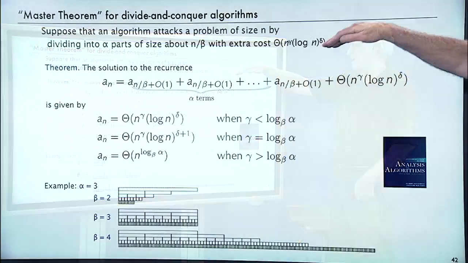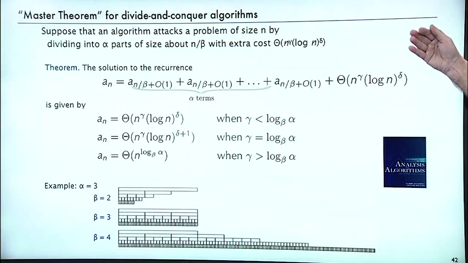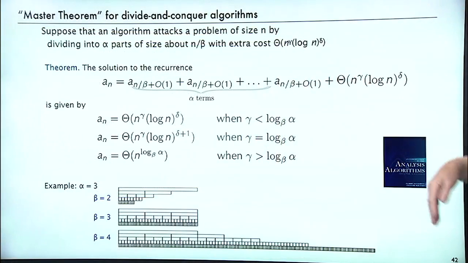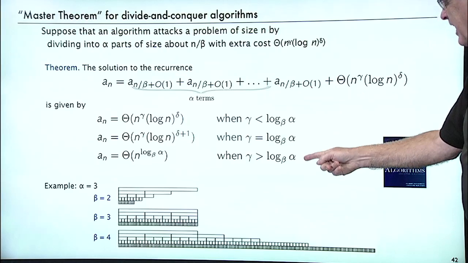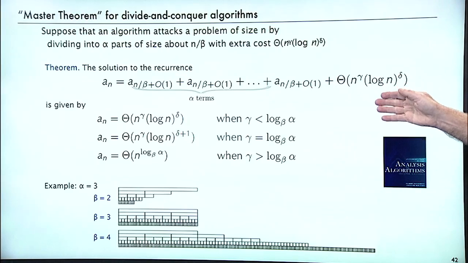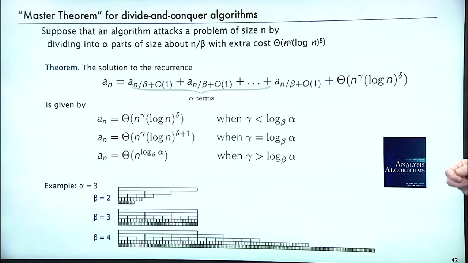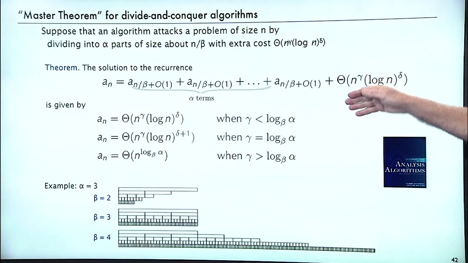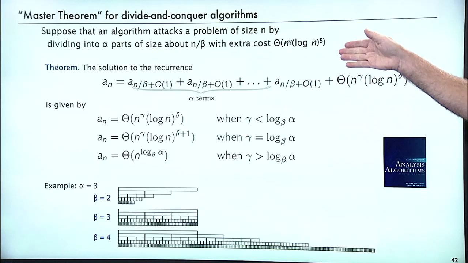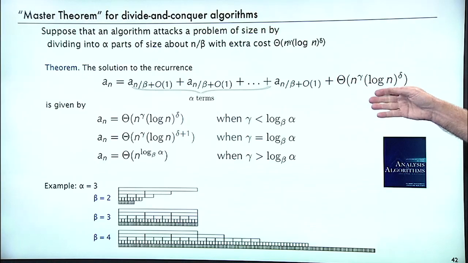And every time you divide by beta, you keep going until you get to 1, so that's the log base beta of n. This should say n, not alpha. So with log n steps, you get down to a problem size of 1, so that's where you get the extra log n factor.